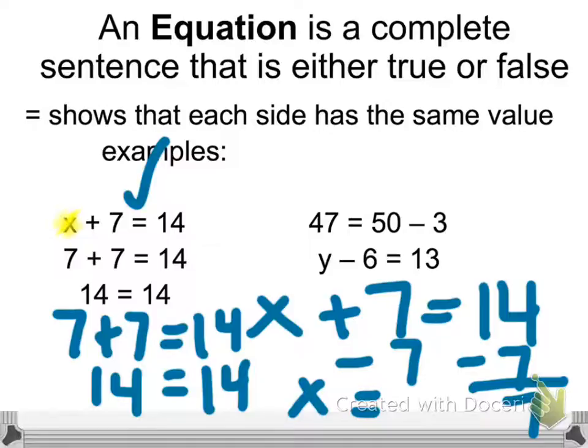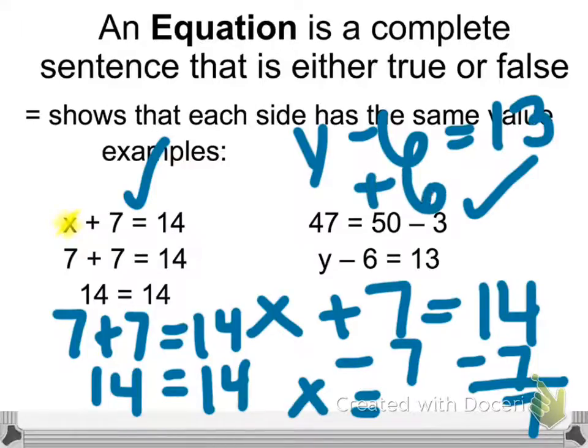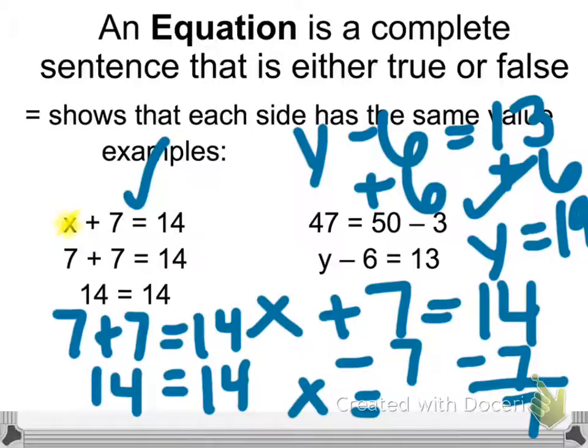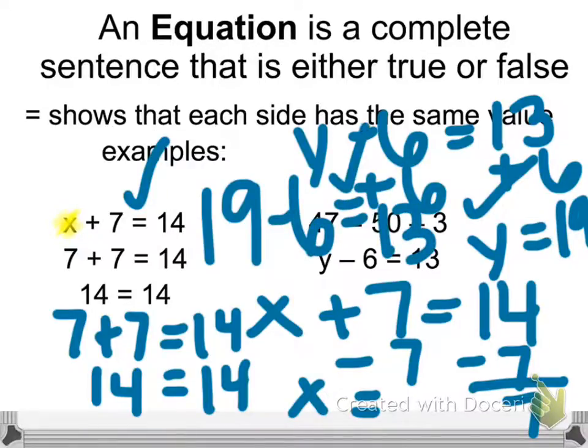Now, on this next one, you're trying to figure out if 47 is equivalent to 50 minus 3. Is that equivalent? Yes, that is a true statement. And then y minus 6 equals 13. We have to figure out what y is, what that unknown variable is. You can guess and check, or I would suggest solving it like this: you add 6 on both sides, so y equals 19. Then you go back and check. 19 minus 6 equals 13, and that is correct. That is a true statement.